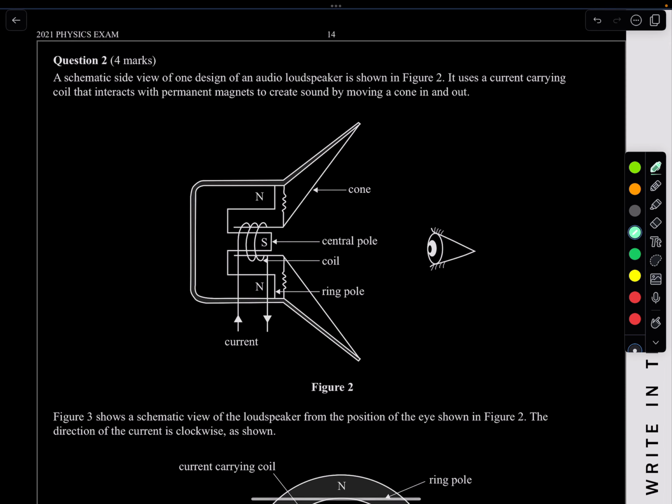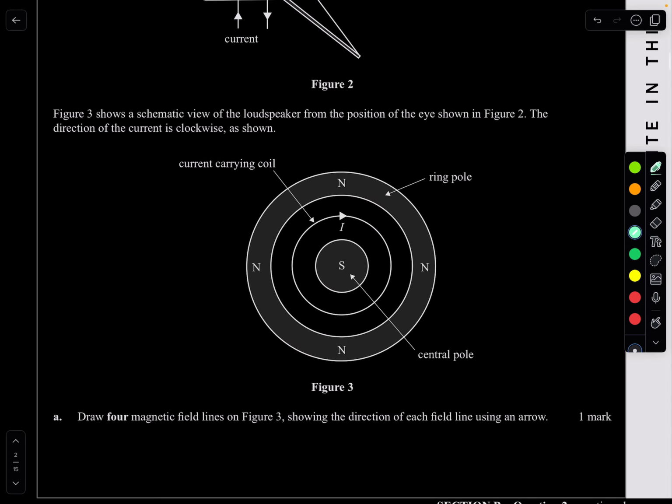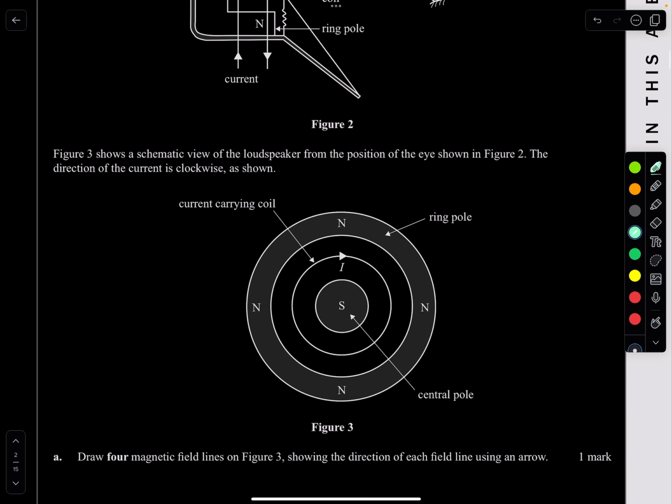Question 2. A schematic side view of one design of an audio loudspeaker is shown in figure 2. It uses a current carrying coil that interacts with permanent magnets to create sound by moving a cone in and out. Alright, and so here is what we're looking at.